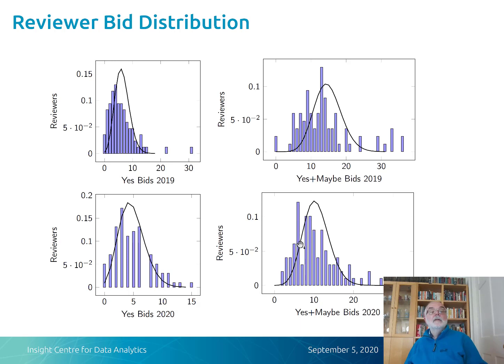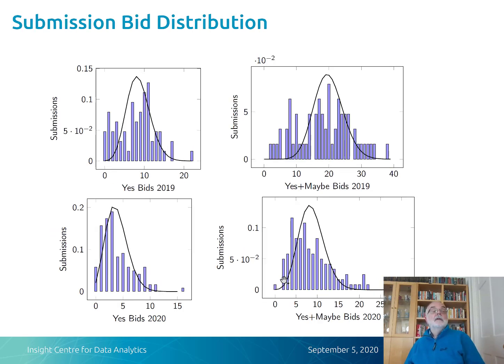In 2020 it's a lot lower, it's less than 10. And you also see that the number of yes bids is somewhat lower. We do have, on the other hand, preference bids from all the reviewers.